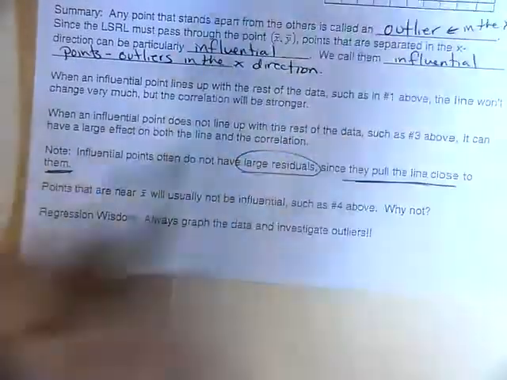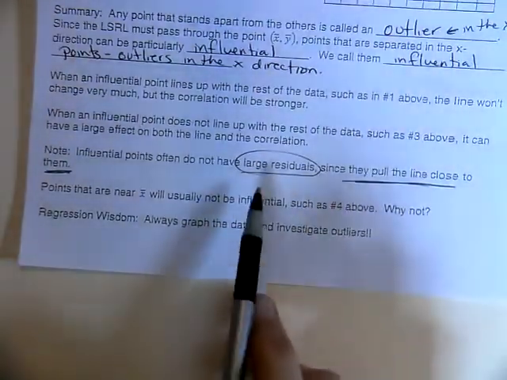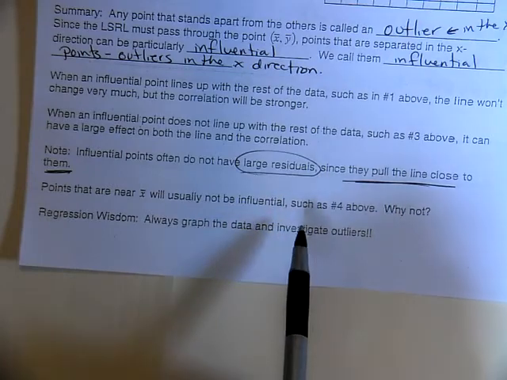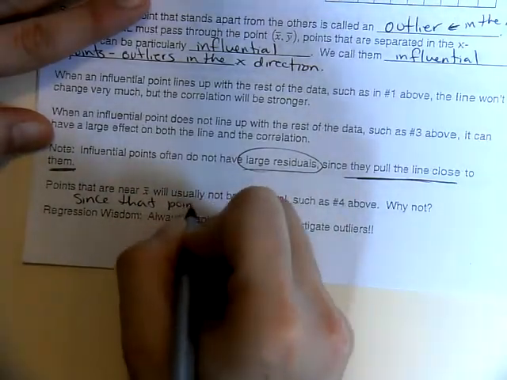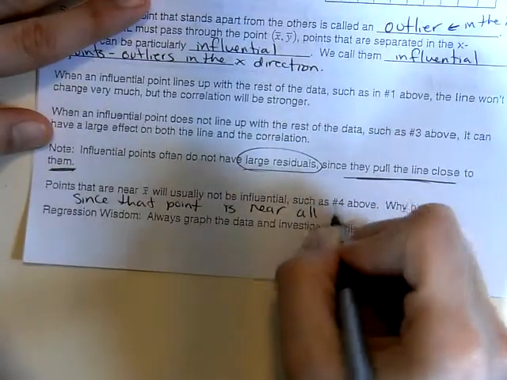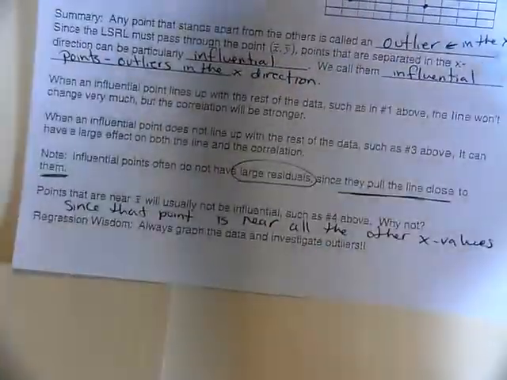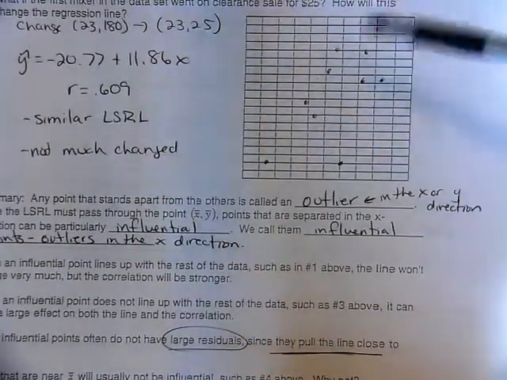I like to think about an influential point as the one student in the class that you've always had, a fellow classmate where, if they're gone, the class is quiet as a mouse because they're so influential on the discussion or the loudness of the class. That's how I think about influential points. Points that are near x bar will usually not be influential, like number 4, since that point is near all the other x values. So when I changed that 23,180 to 2325, I just brought this one down. It really didn't change the line because it's closer to all the other x values.